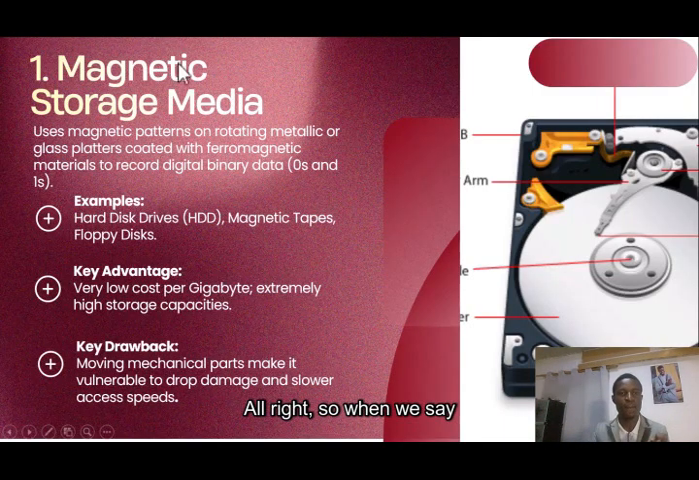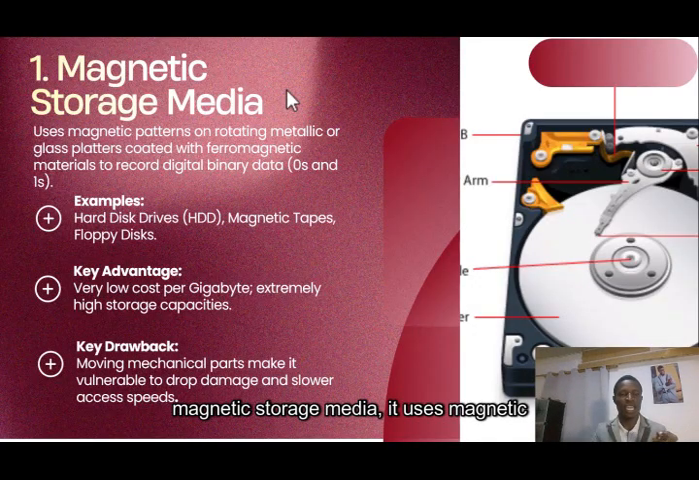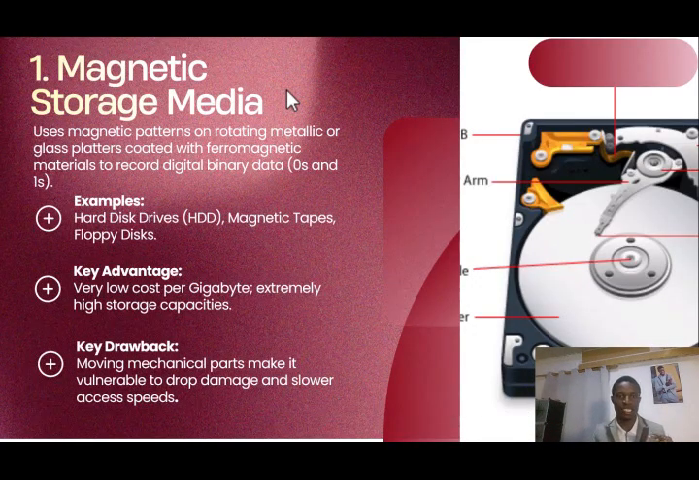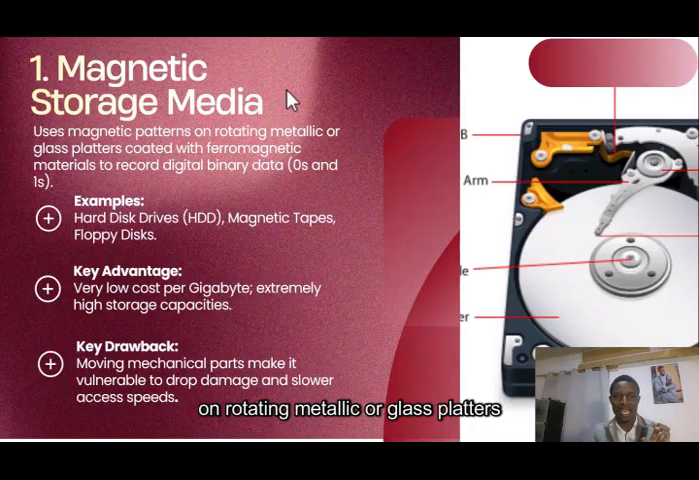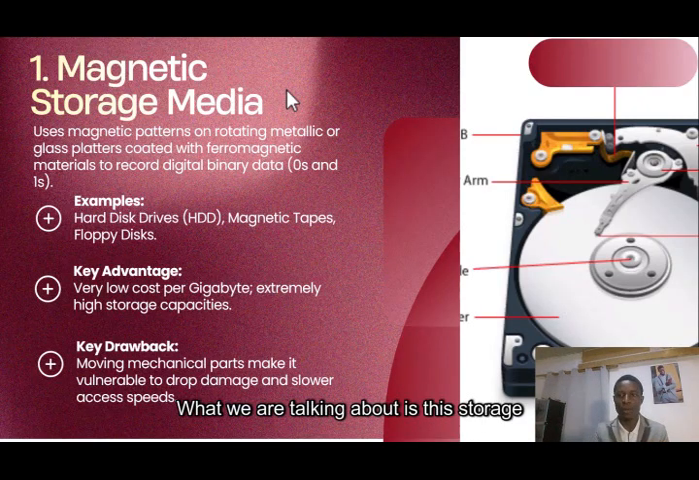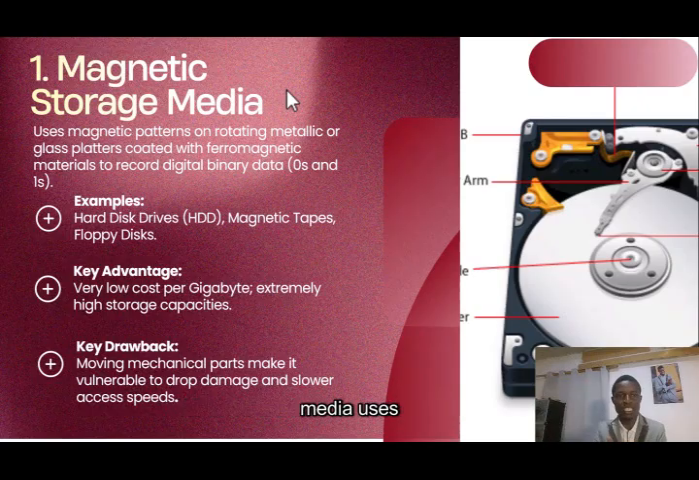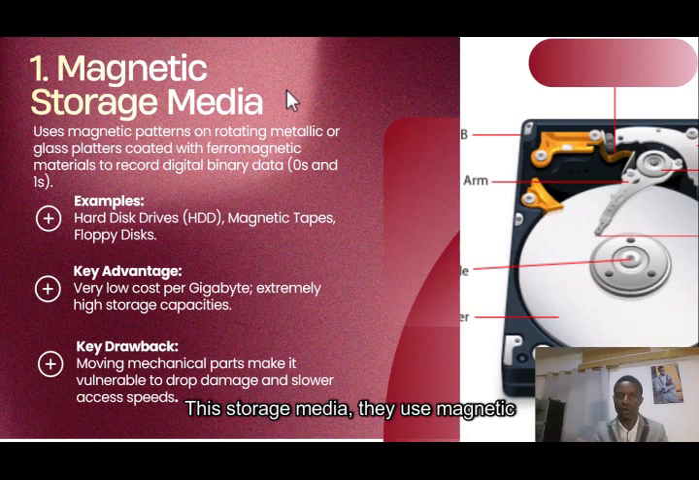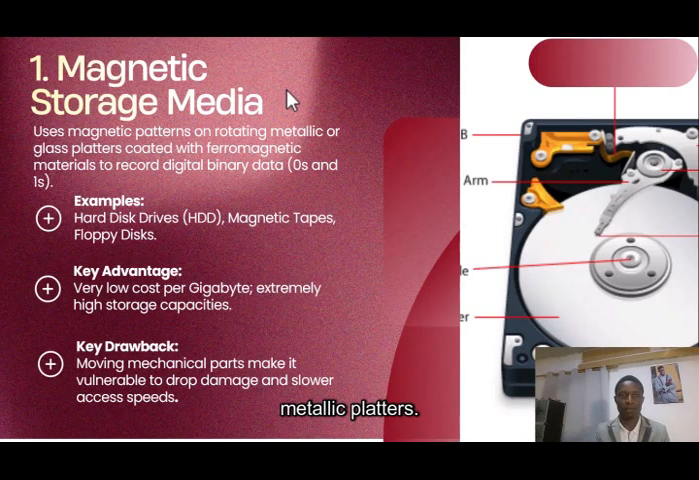Alright, so when we say magnetic storage media, it uses magnetic patterns on rotating metallic or glass platters coated with ferromagnetic materials to record digital binary data, that is zeros and ones. What we are talking about is that this storage media uses magnetic technology to store data. At this level, that's what you have to know. This storage media uses magnetic technology to store data on glass platters or metallic platters.